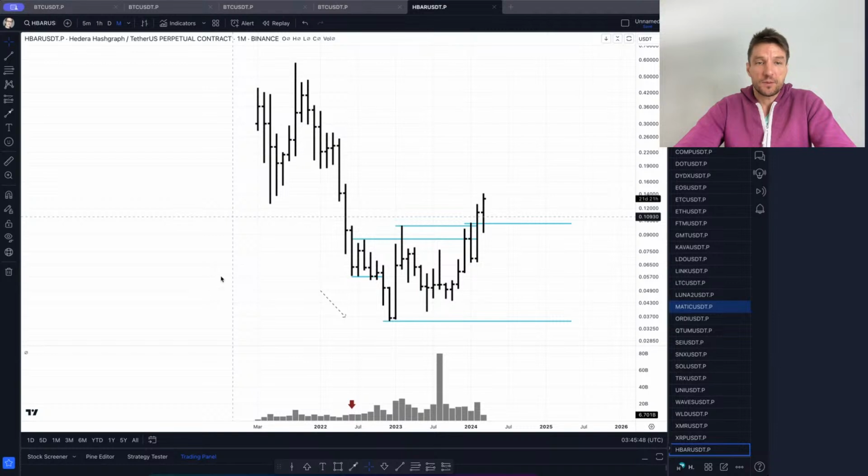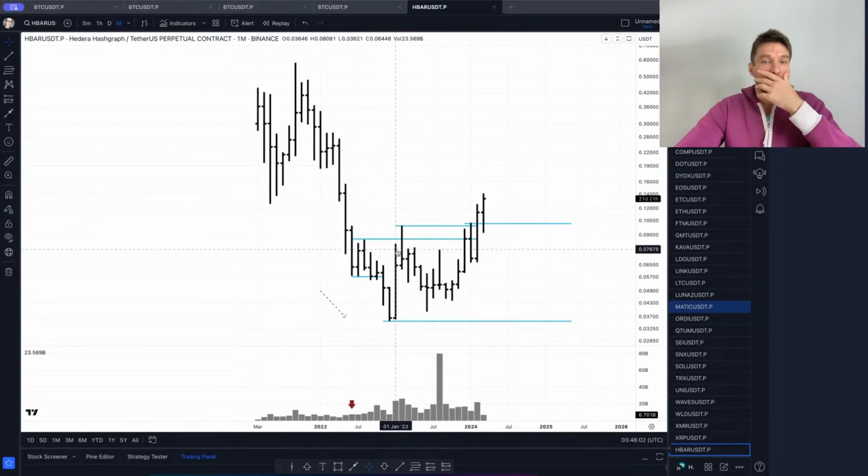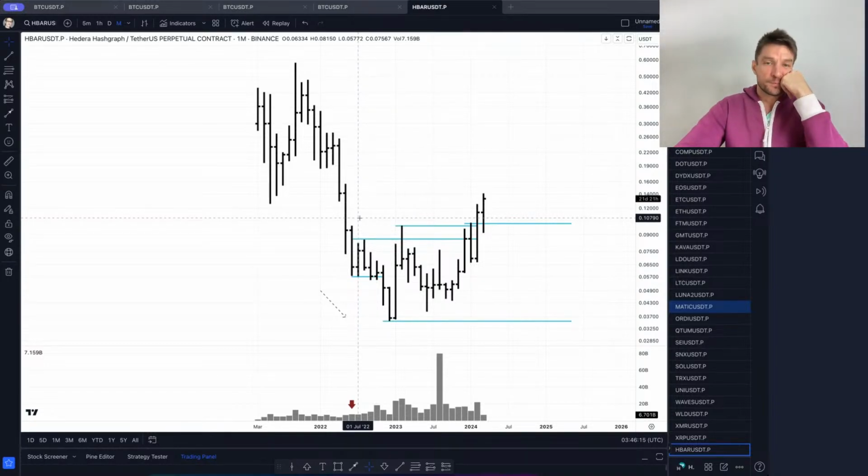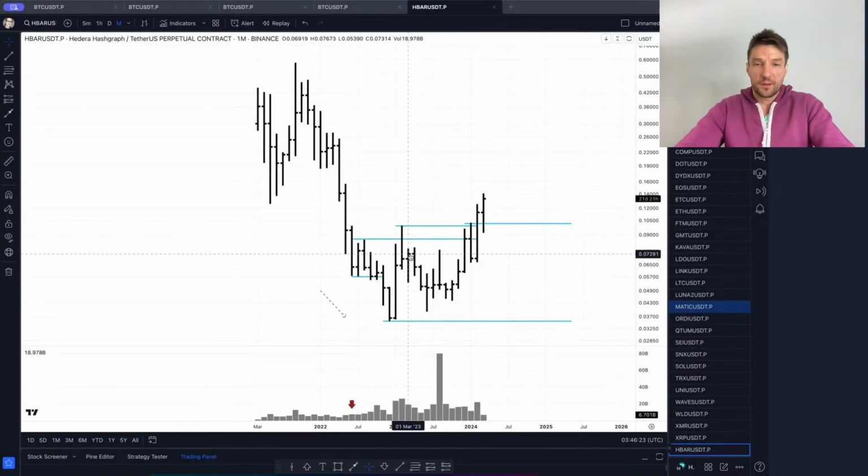Yeah, we need the reaction bar. We need this bar to close. You know what? There is a nuance. The reaction bar closed bullish here. They trick me all the time.